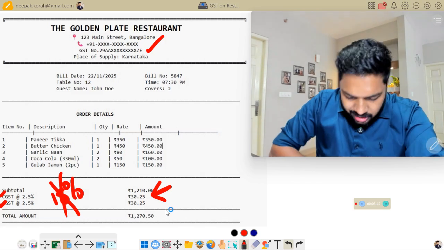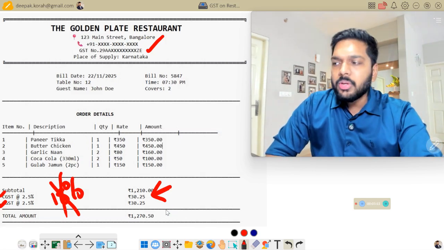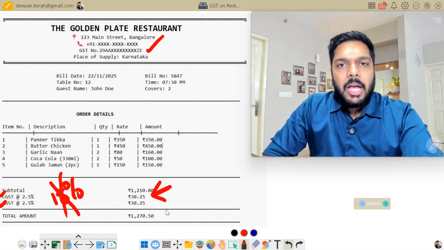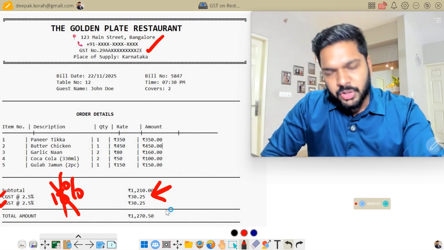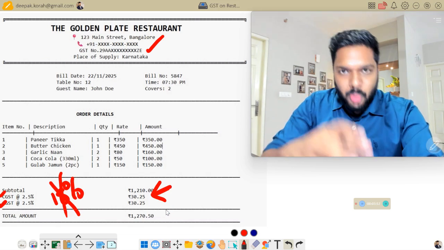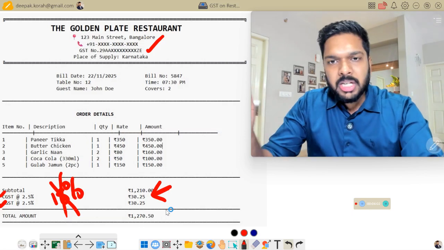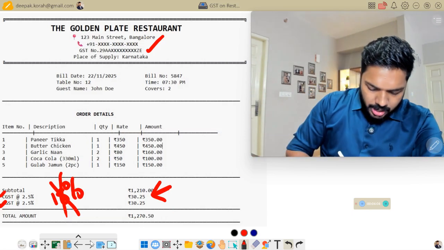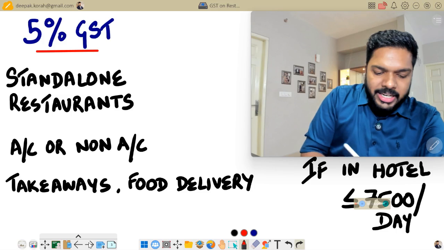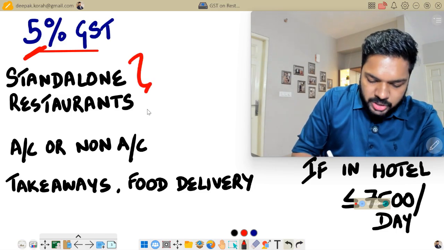So this is the correct restaurant bill, and the idea was for you to be aware when you pay the bill at the restaurant that you should not pay anything more than what it should normally come to. The GST should not be 18%. You should not pay a service charge unless you have requested it. So normally, for standalone restaurants, it is 5% GST.